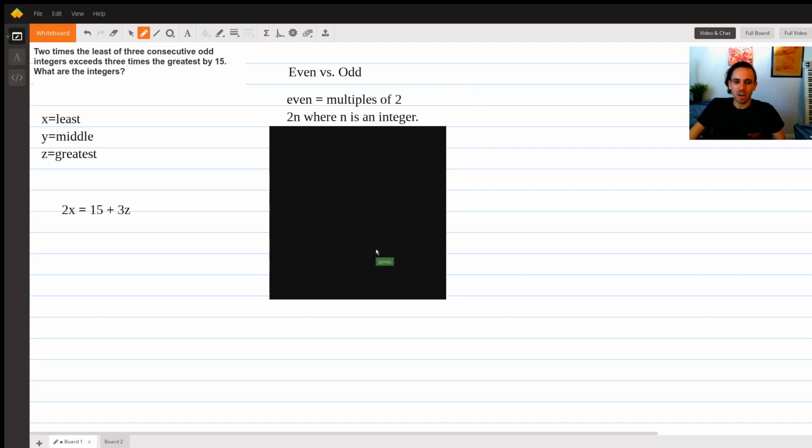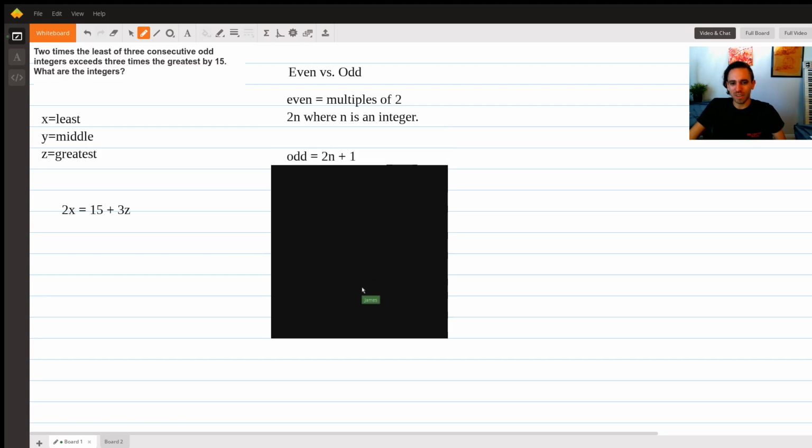Now, what is an odd number? I gave it away a little too quickly, but an odd number is a non-even number. And after every even number, adding 1 to it brings us to the next number, which is always odd. So if we have an even number, 2n, where n is an integer, an odd number can be written as 2n plus 1.